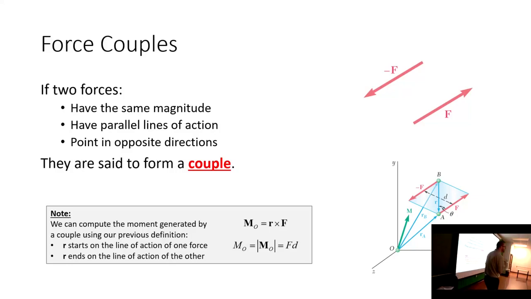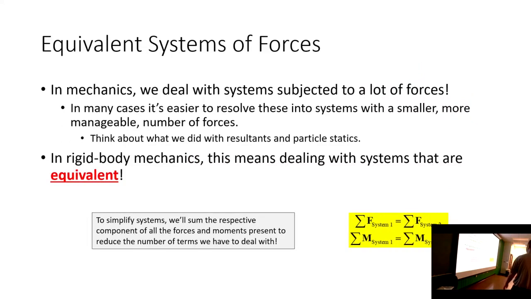All right, force couples. If two forces have the same magnitude, have parallel lines of action, and point in opposite directions, separated by some distance, they form a couple. So you can still use r cross F. r starts on the line of action of one force and ends along the line of action of the other. And so that computation should be relatively straightforward.